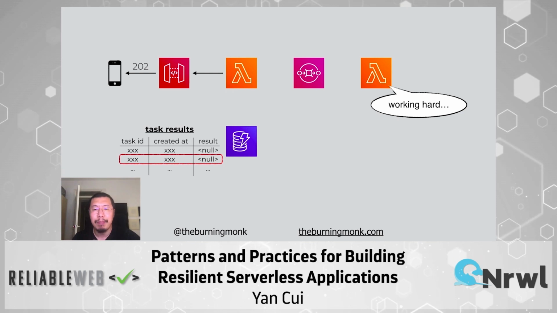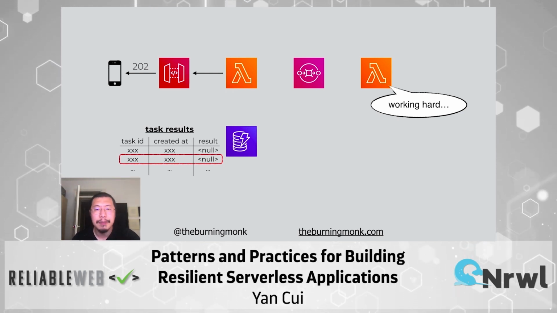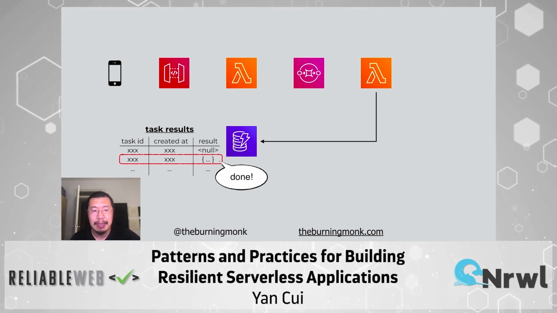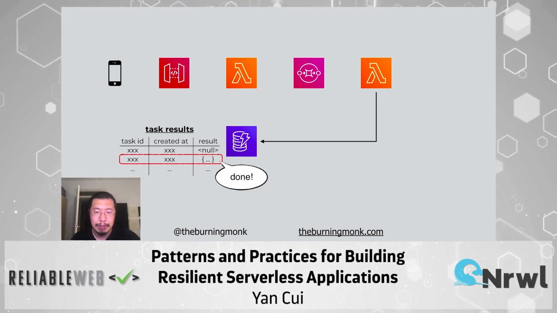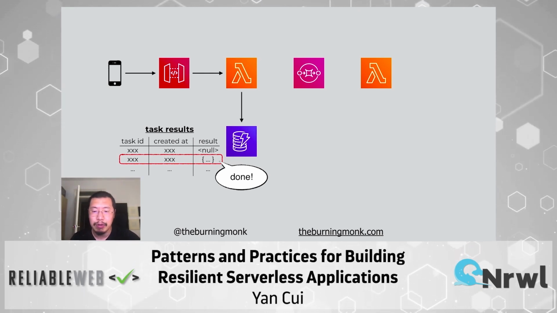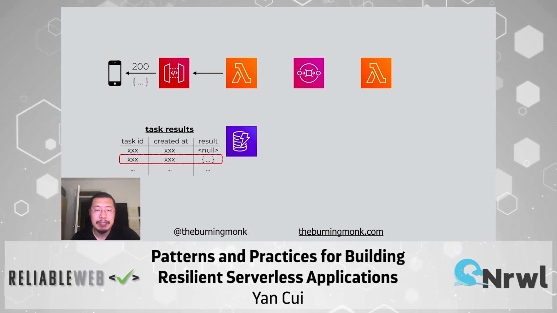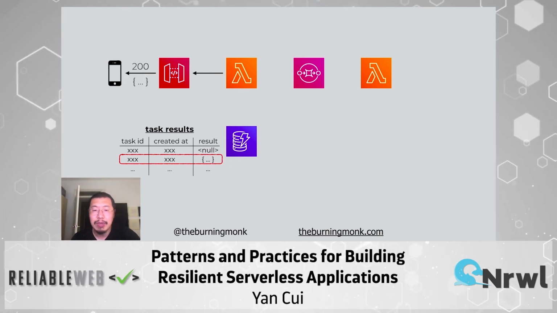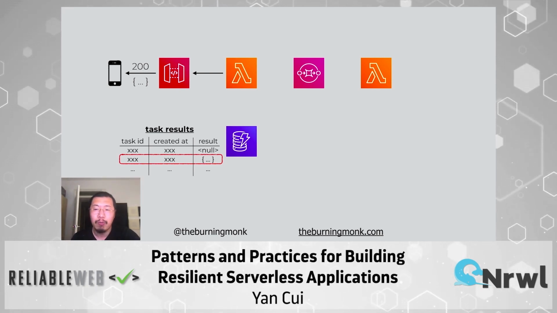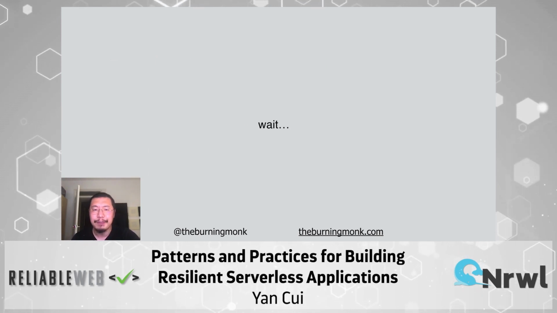So the client can keep polling every, say, a couple of seconds or whatnot. But when the background worker finally finishes the task and saves the result into the DynamoDB table, then the next time the client polls for the result based on the location header, we can finally see the result in the database, and then we can return a 200 response to the caller along with the result. So it's fairly straightforward, right?